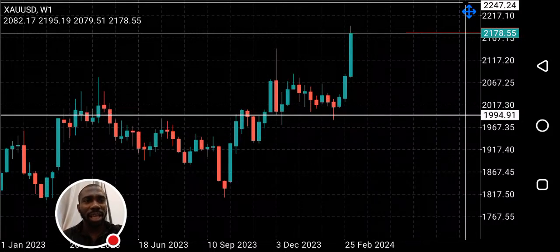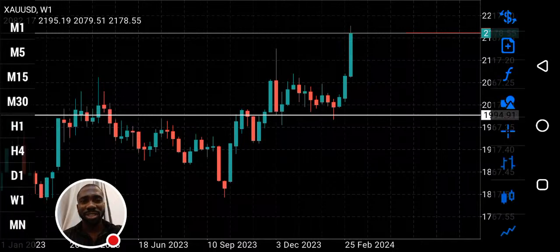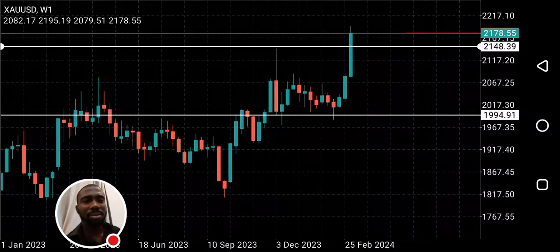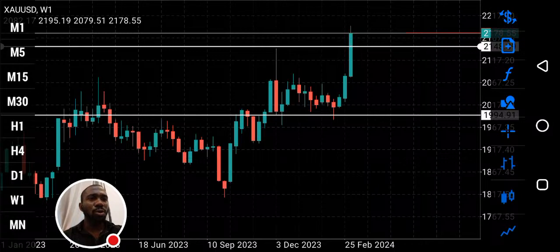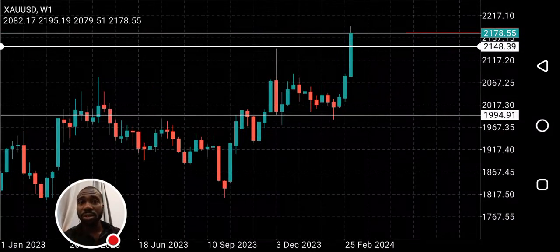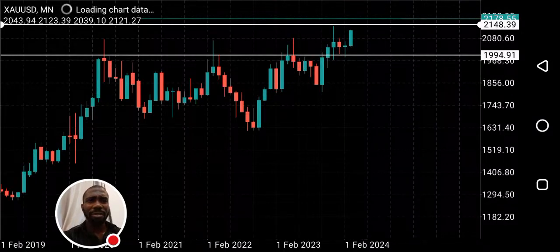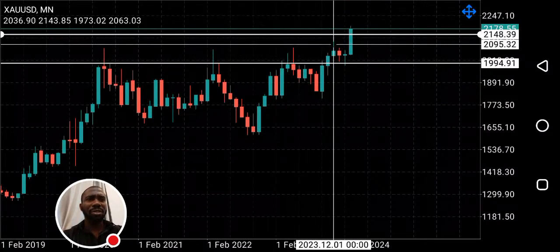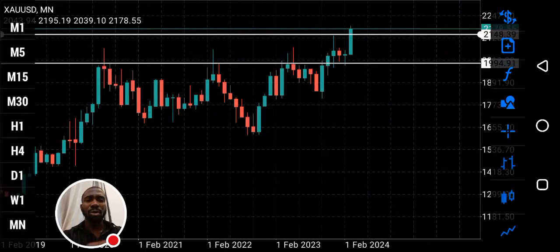I shared this with you guys several weeks ago that gold is still very bullish, and I told you guys there's a high probability that they will clear liquidity at this previous high, which played out. Okay, so what is my expectation on gold? Gold is still bullish long term. Let's just see the monthly time frame. Okay, so you can see on monthly also they clear liquidity at this previous high. So gold is still bullish, but we cannot be buying gold at the current market price.